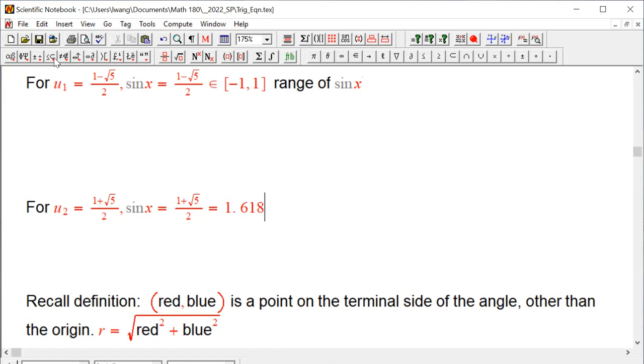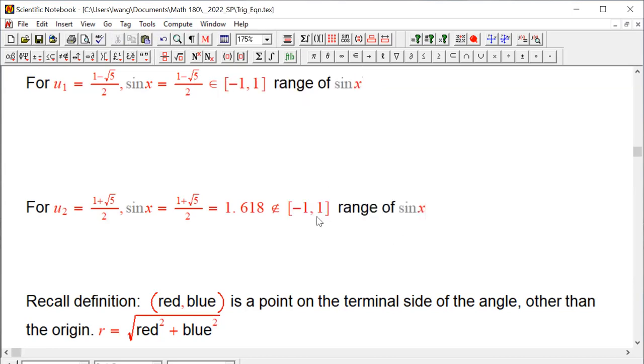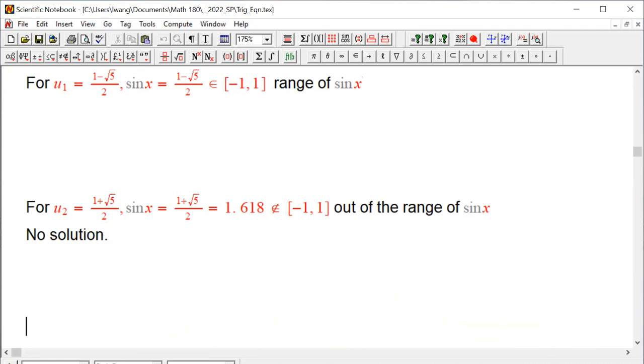So this is outside the range of sine x. Out of the range of sine. So this piece has no solution. You can see it's very useful to know the domain and range of these functions. So we only have one piece to deal with.